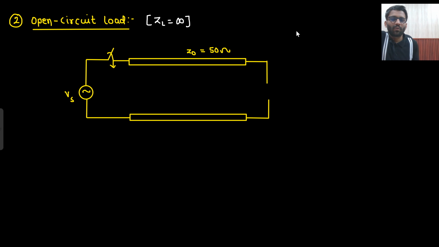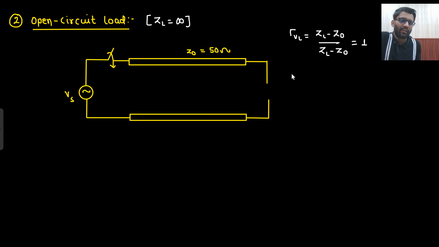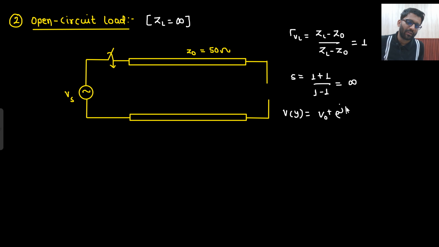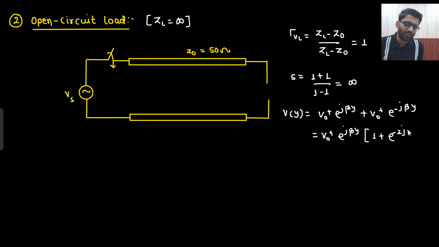Okay. For open circuit load, voltage reflection coefficient is (ZL minus Z0) upon (ZL plus Z0). Since ZL is very large compared to Z0, Z0 can be taken as 0. So what you will get? 1. Right? And if I ask you the standing wave ratio from here only, what you are going to get? (1 plus 1) divided by (1 minus 1). So from here only you can tell the standing wave ratio would be infinity. But you can find it from the Vy expression as well: V0 plus e to the power j beta y plus V0 plus e to the power minus j beta y. Why is that so? Because V0 plus will be equal to V0 minus. So V0 plus e to the power j beta y times (1 plus e to the power minus 2j beta y).